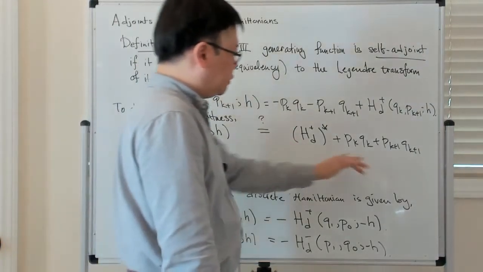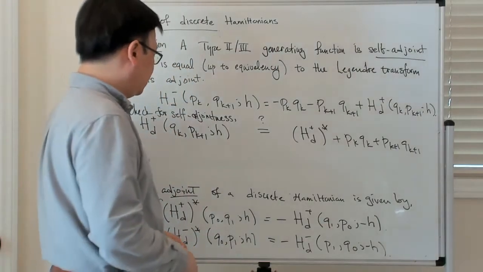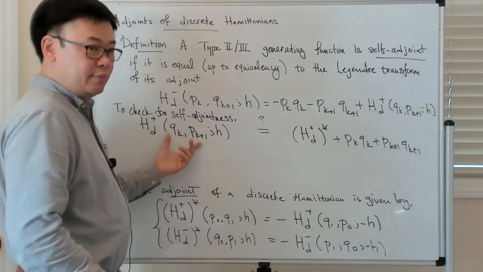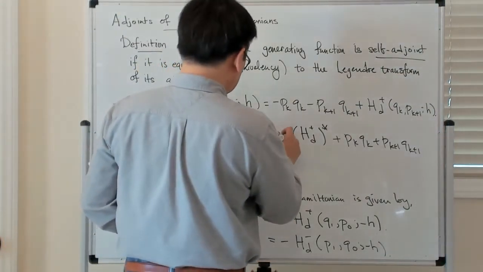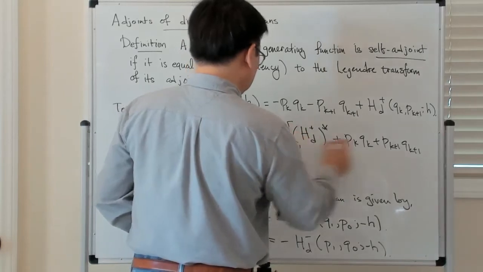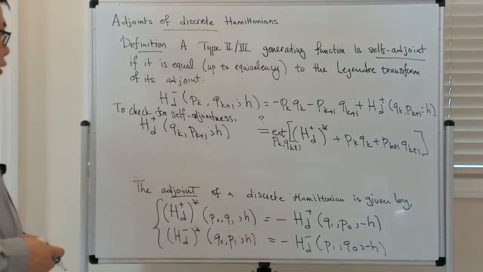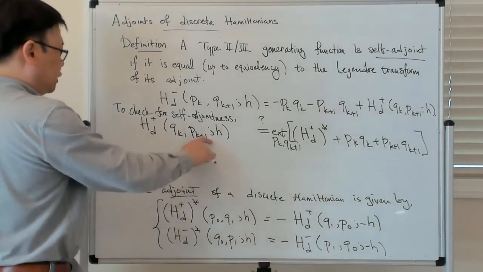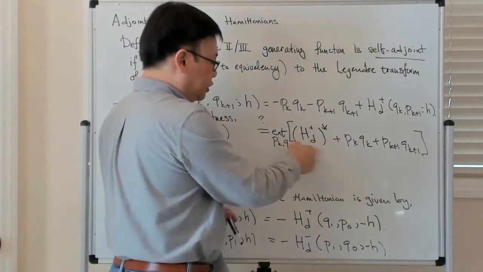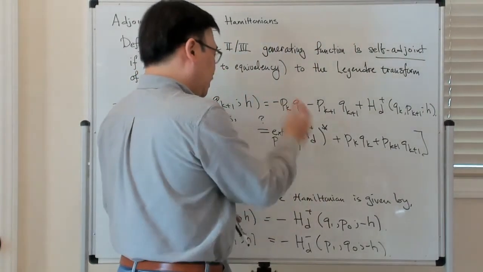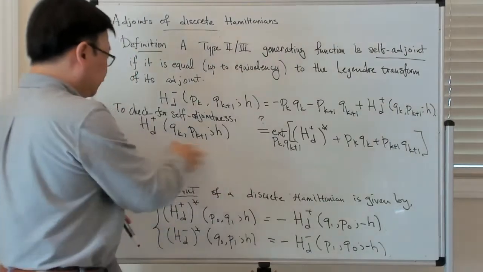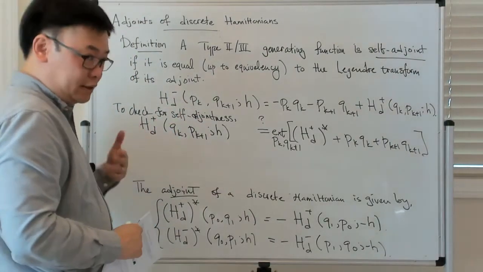And then what's always understood when you write something like this down is that you extremize over the values which are not prescribed on the left-hand side. So you extremize this over pk and qk plus 1. So you can ask whether the original generating function is equal to taking the adjoint, shifting it by this Legendre transform, and then extremizing over the terms which don't show up on the left. If that thing is equivalent to this, then you say that this HD plus is self-adjoint.